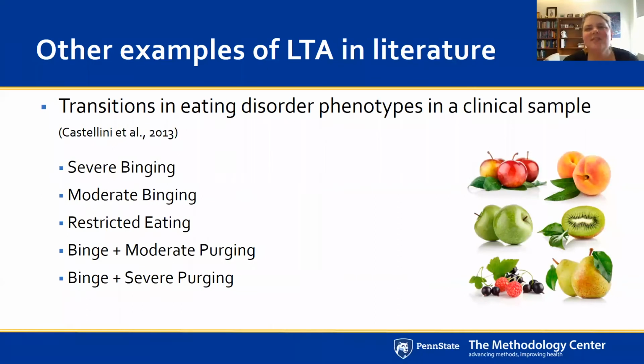But substance use and risky sex are not the only places that have applied LTA. So there are examples of both latent class analysis and latent transition analysis in eating disorders. So here is an example about eating disorder phenotypes in a clinical sample. And they're focusing on different strategies of controlling your weight or controlling your eating behavior. So severe binging, moderate binging, restricted eating, binging and purging, etc.